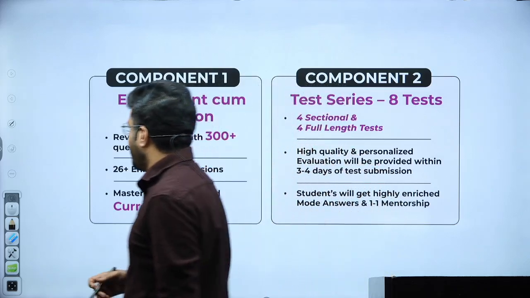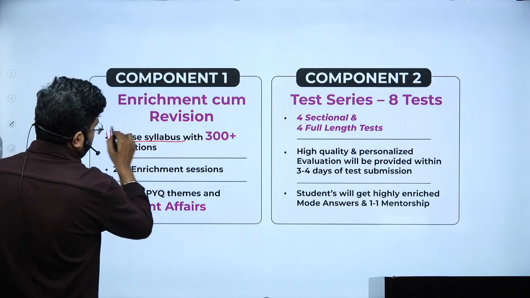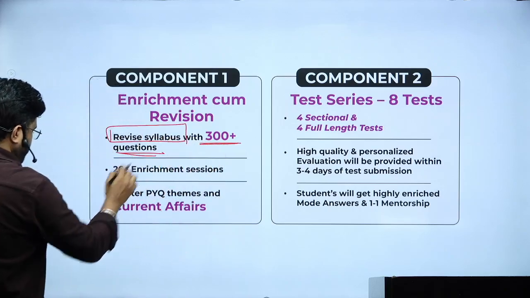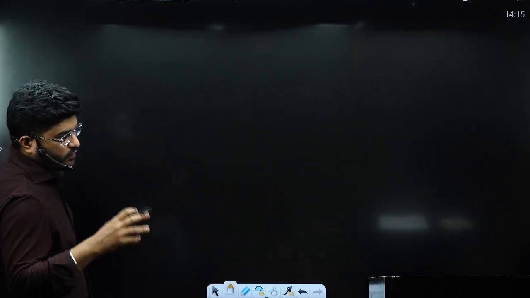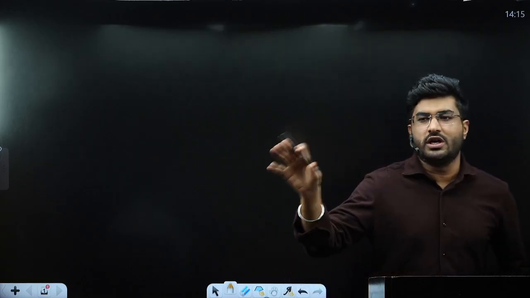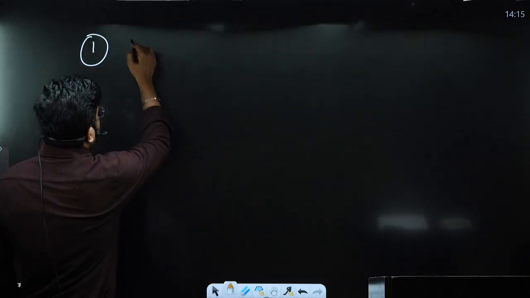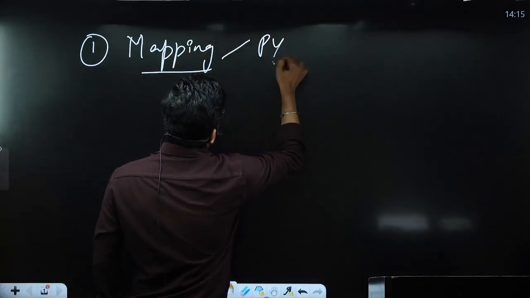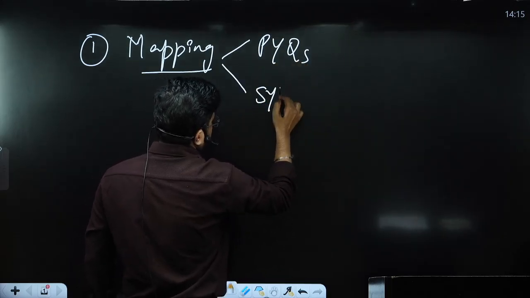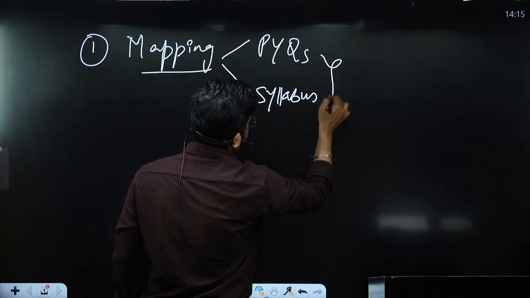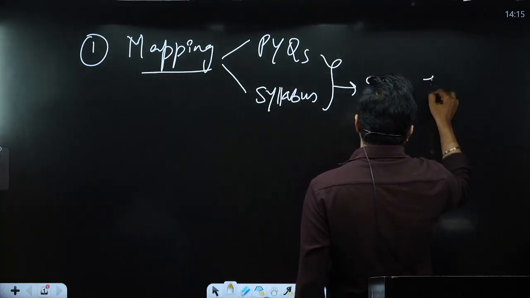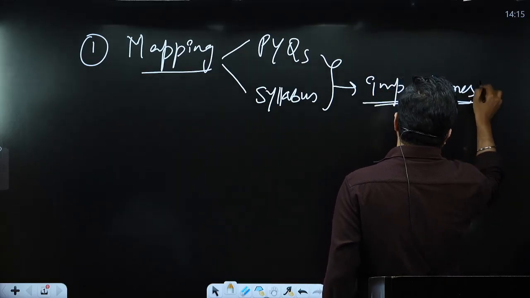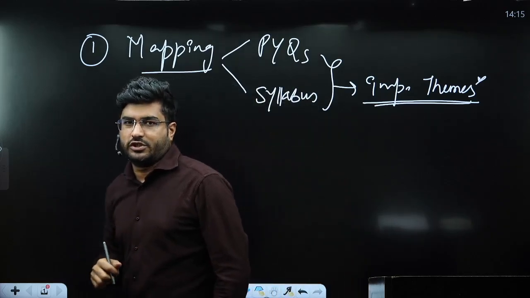So in this program, we are going to revise our syllabus with the help of 300 questions. When I say that we are going to use 300 questions for enriching or revising our Sociology Optional, I want to convey that first we will be mapping PYQs and the syllabus so that we will understand what the important themes are which we need to focus upon to achieve our 300 plus marks in Sociology Optional.